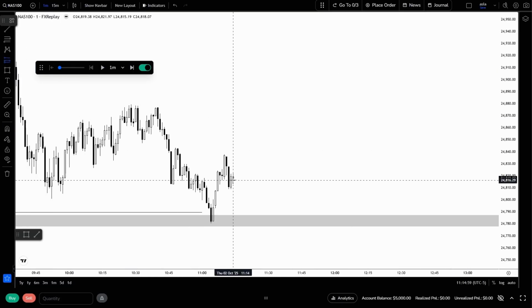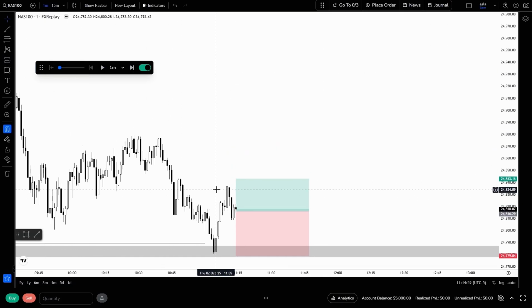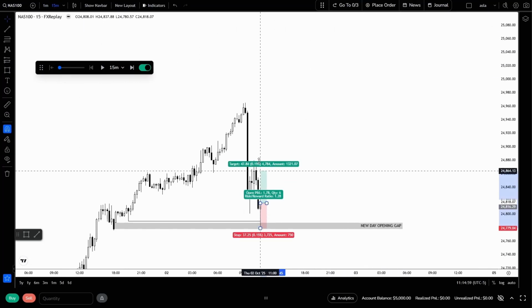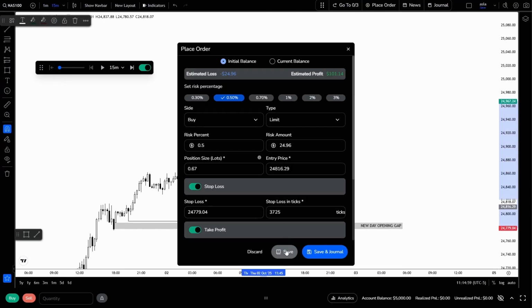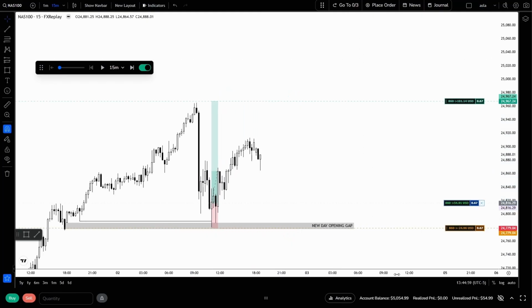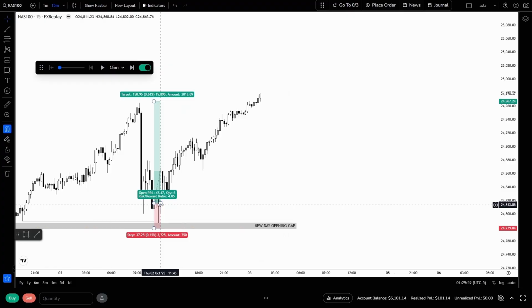Now I'm going to place my order right here. Since price has already moved up a bit, my stop loss is going to be below the low, and my target will be the opposing side liquidity. Here, as you can see, I've placed my order, and price goes directly into my target.